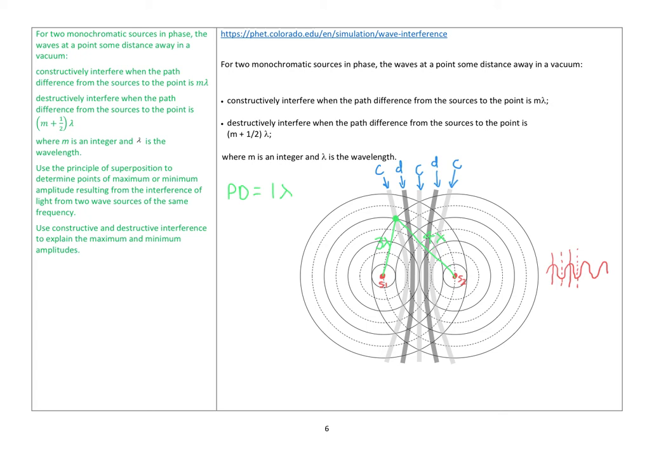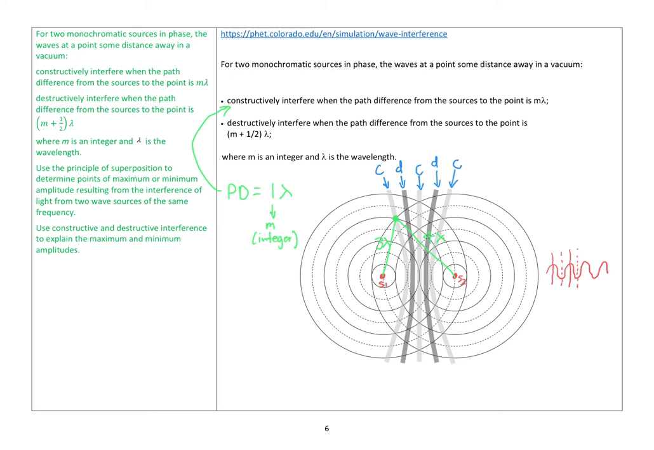So that's equal to a whole number of wavelengths. So we've got basically that there is our m value, and in this case it's an integer. So that is going to lead to constructive interference. Waves constructively interfere when the path distance from the source to the point is m lambda, where m is an integer.